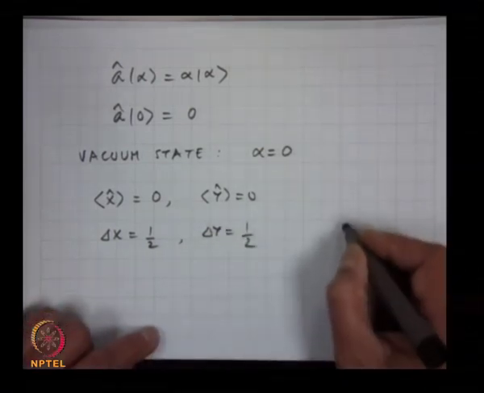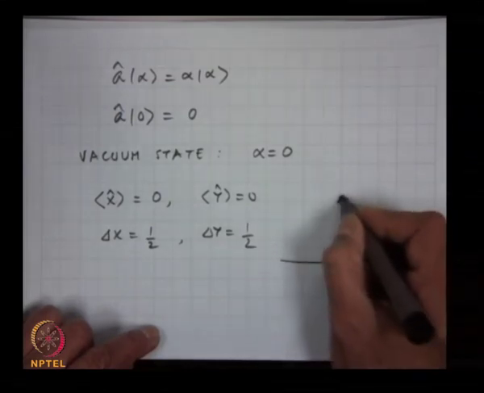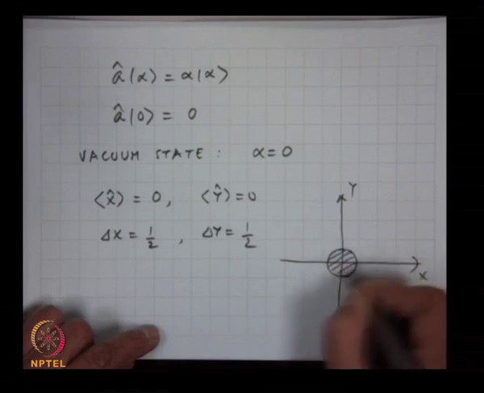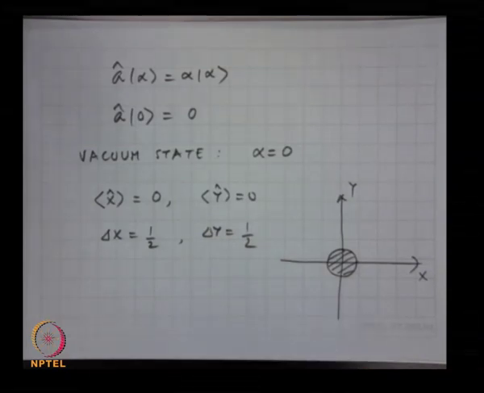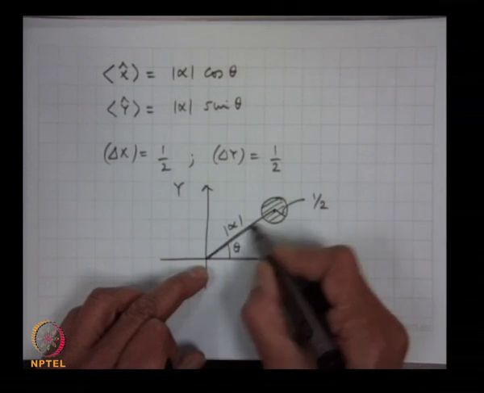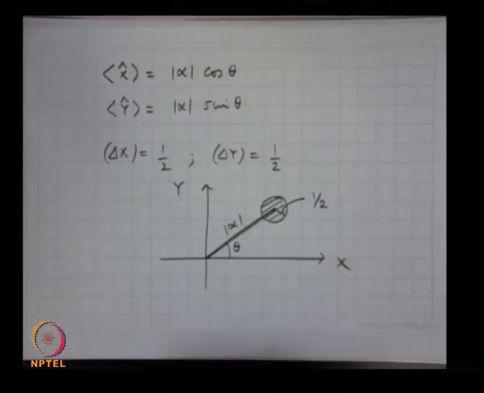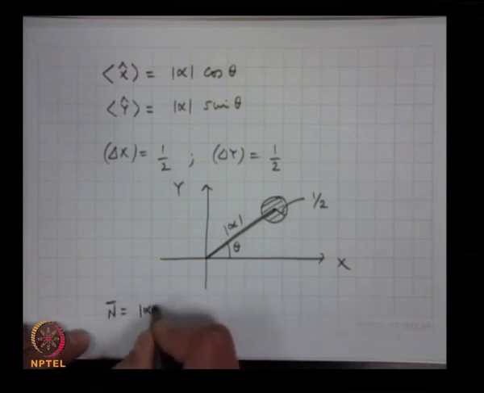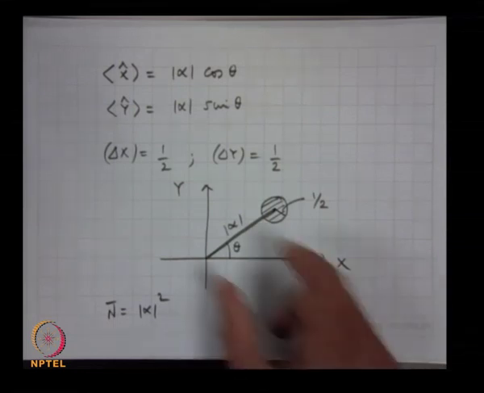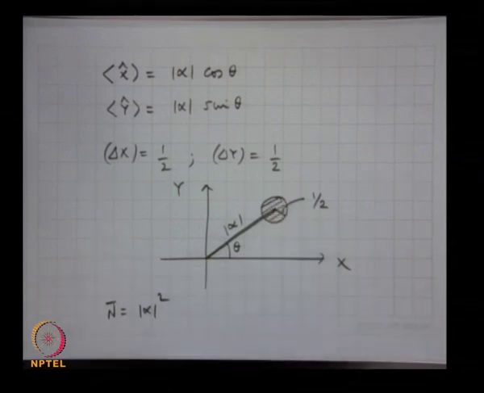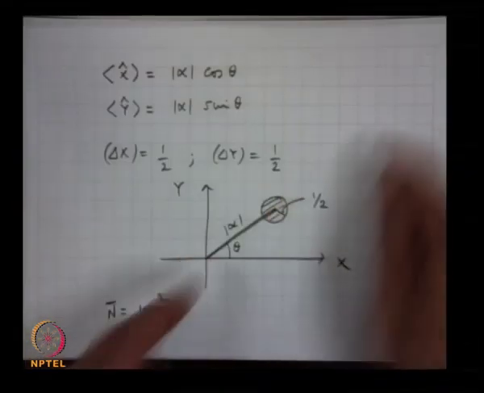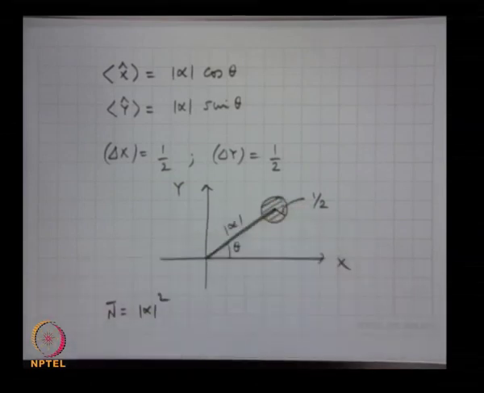So in the phasor diagram, the vacuum state will be represented by a circle of radius half on the origin, because the expectation values of x and y are 0, and there is an uncertainty of half in both x and y quadratures. For a coherent state, this is mod alpha, and remember mod alpha is related to the average number of photons. The average number of photons is equal to mod alpha square. So this distance square is the expectation value of the number of photons in that state, which is n bar, and so if you increase the value of alpha in a coherent state, this distance will increase, of course, and the radius of the circle remains constant because that is independent of mod alpha.